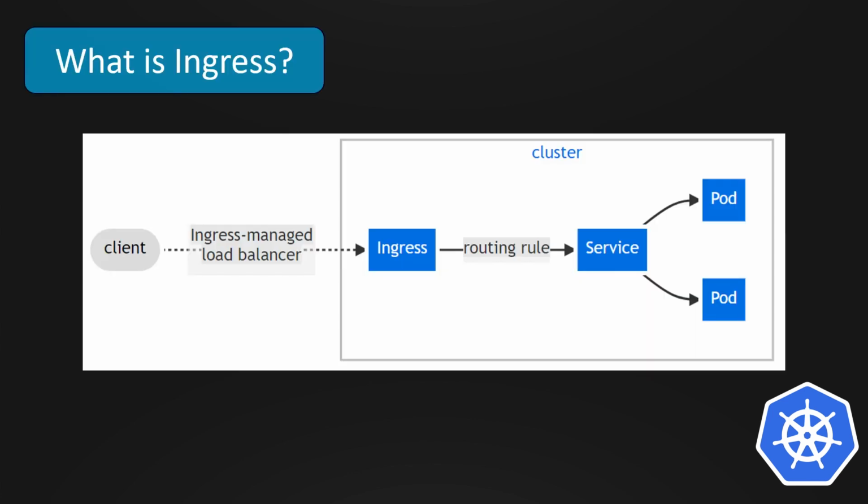In Kubernetes, a service is used to expose a set of pods as a network service. However, it only works within the cluster. Ingress provides a way to expose services to the outside world using HTTP and HTTPS protocols. In other words, Ingress acts as a reverse proxy for your Kubernetes services.